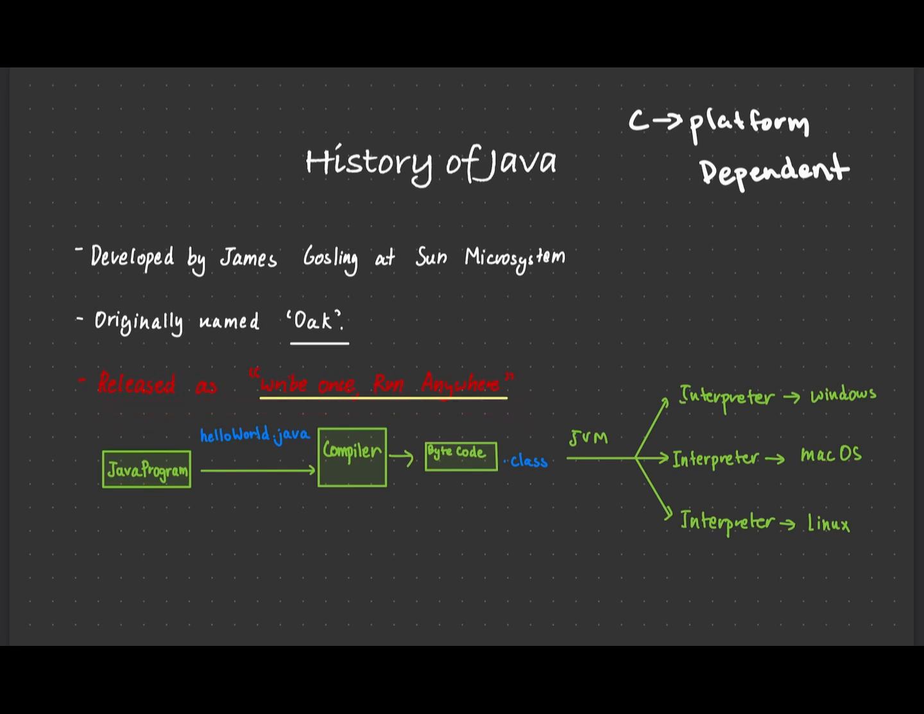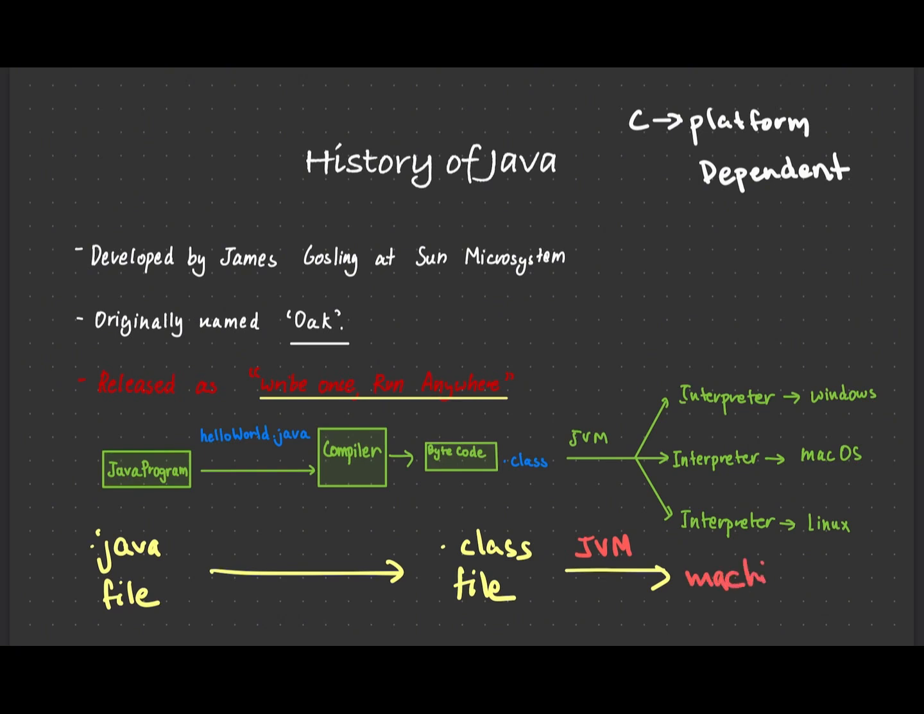Here's how it works. Java code written in a .java file is compiled into bytecode, a .class file, which is platform-independent code. Each operating system has its own Java Virtual Machine, JVM. The JVM takes the bytecode and converts it into machine code that the specific operating system can understand and execute. This means programmers don't have to worry about writing different code for different platforms, so they can write it once and run it everywhere. And this is how the Java language is considered platform independent.